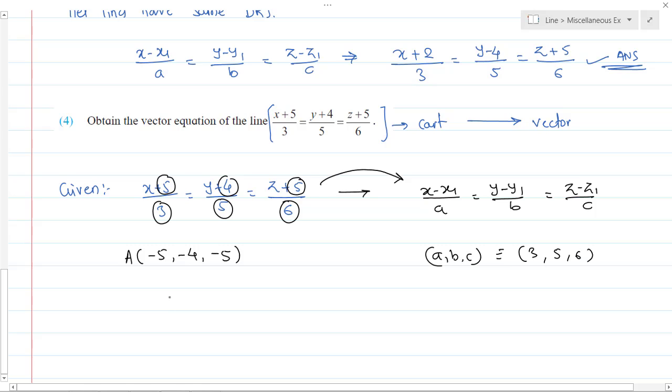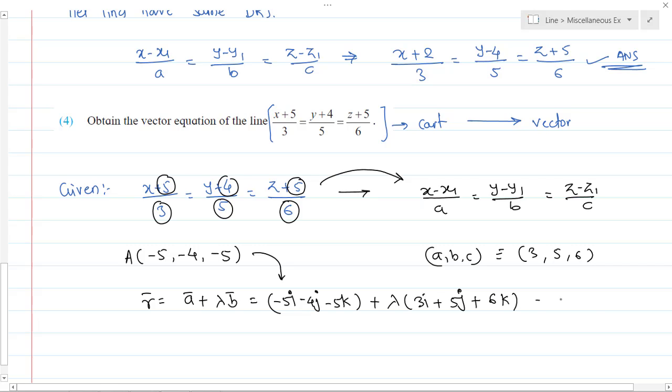Now the vector equation is r bar equals a bar plus lambda b bar, where a bar is the point through which the line is passing. So write down this a bar as it is: (-5i minus 4j minus 5k) plus lambda into b bar. Write down the b bar in terms of the direction ratios, so it becomes 3i plus 5j plus 6k. That's it. This is my answer, boss. It is finished.